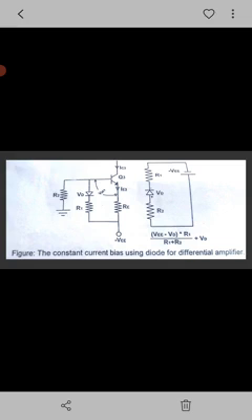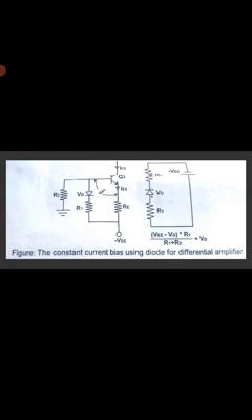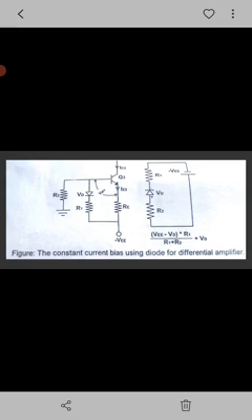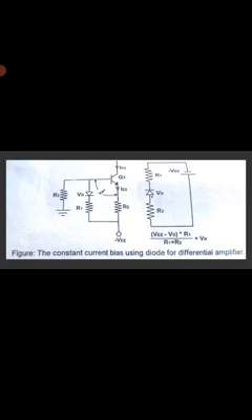The diode has the same temperature dependence, and hence the two variations cancel each other, and IE3 does not vary. That means the emitter current of the Q3 transistor does not vary with temperature.